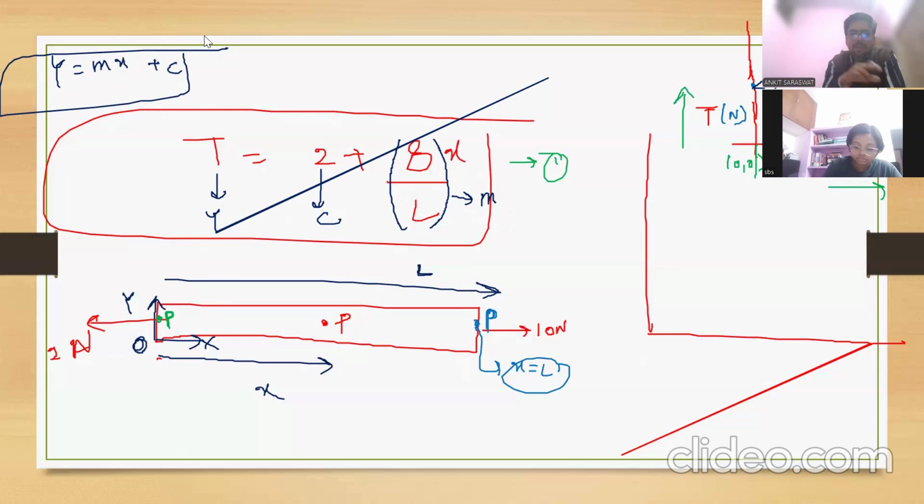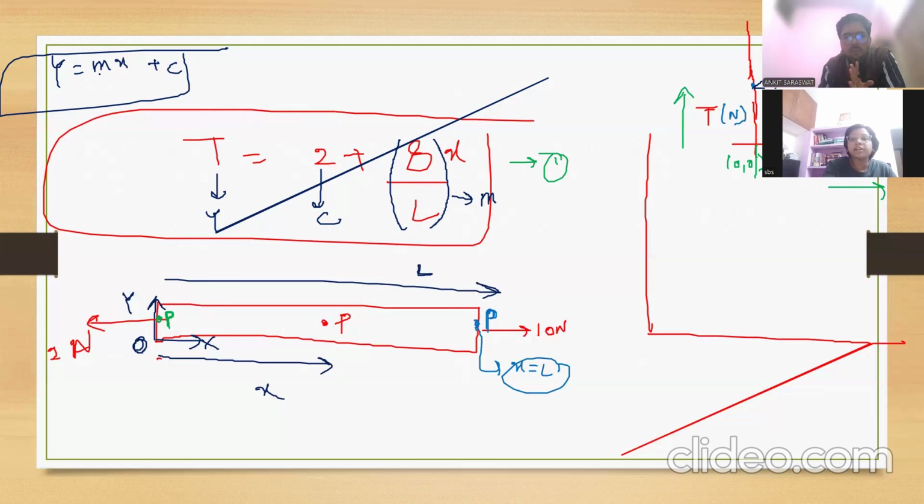Some lines are striking, don't worry. There is some error happening here, no need to worry. I will rub it later. Understood? Up to here. Now, sir, can you explain the tension graphs? Is the graph clear?